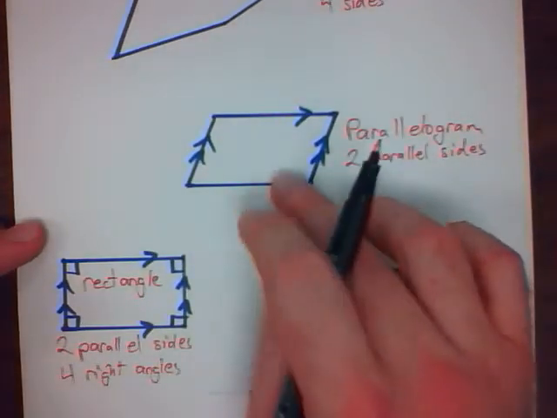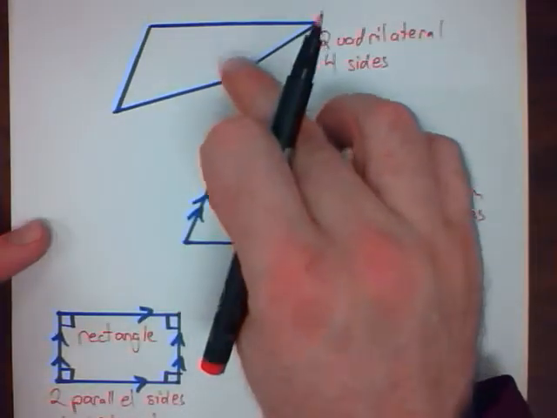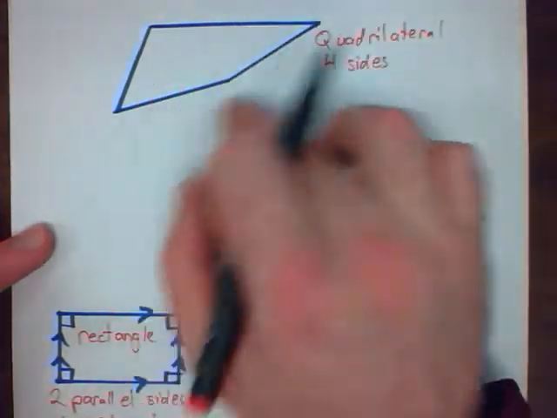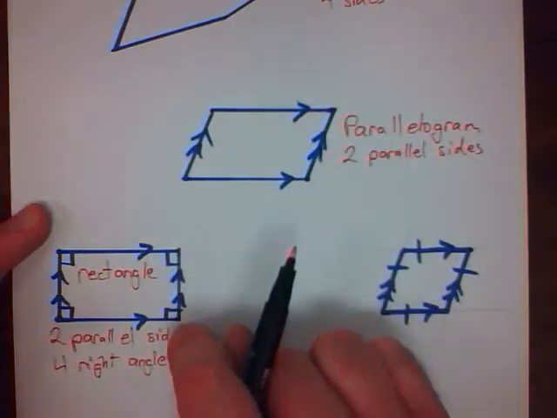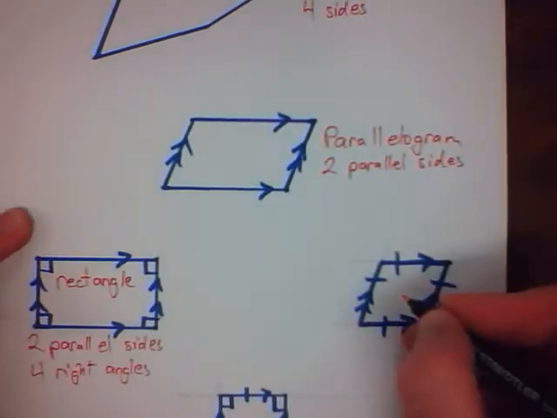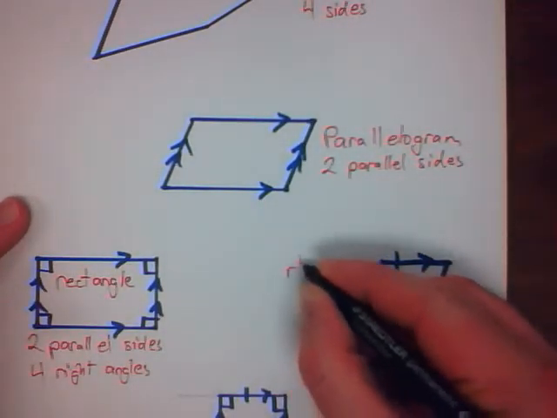This, however, is not necessarily a rectangle. It doesn't have the four right angles. And this is not necessarily a rectangle because it doesn't have the four right angles. The four right angles plus the two parallel sides mean that's a rectangle. What's this shape? This is called a rhombus.